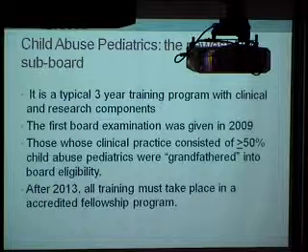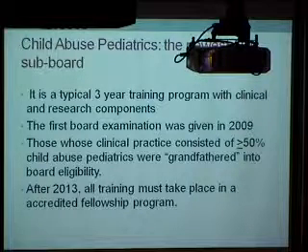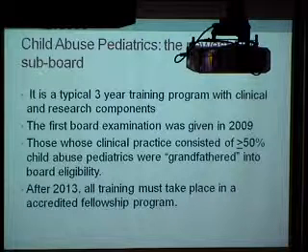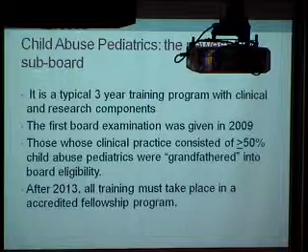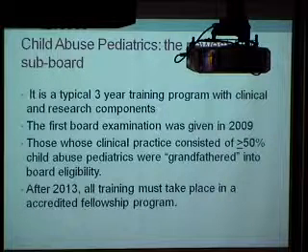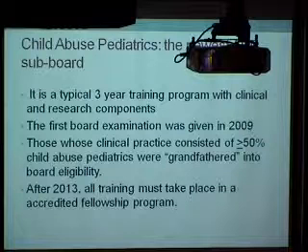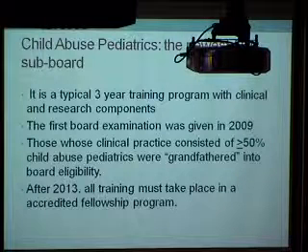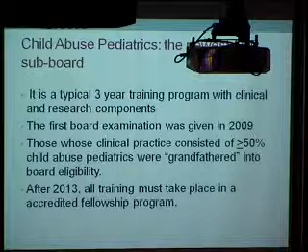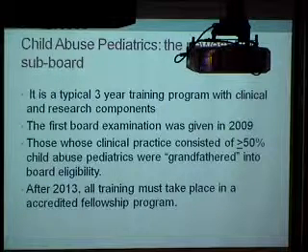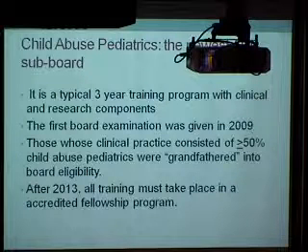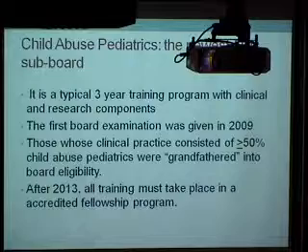A lot of these people were grandfathered in. There are people like Rich, like other people that we work with, who have done this their whole life, who have never done an official training program because they didn't exist, and they were grandfathered in, and they took the board exam. And then in 2012, all training for child abuse pediatrics has to take place in an accredited fellowship program.